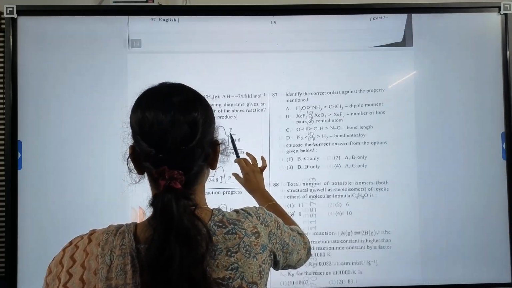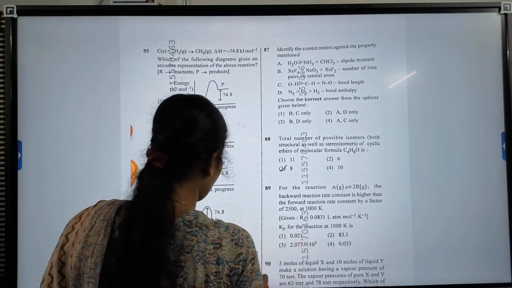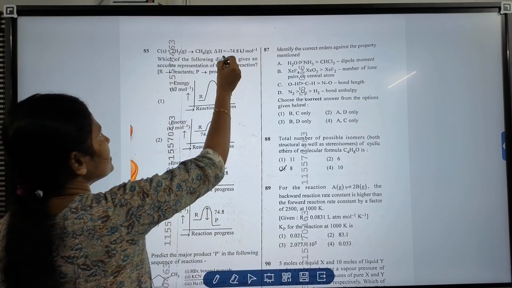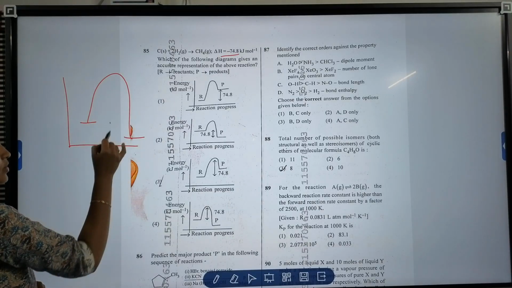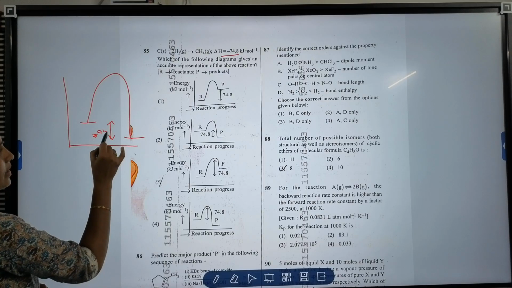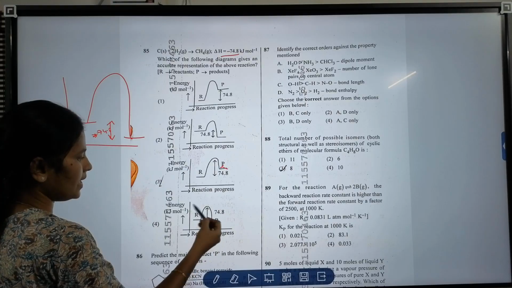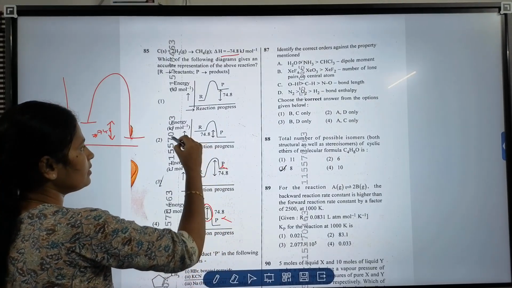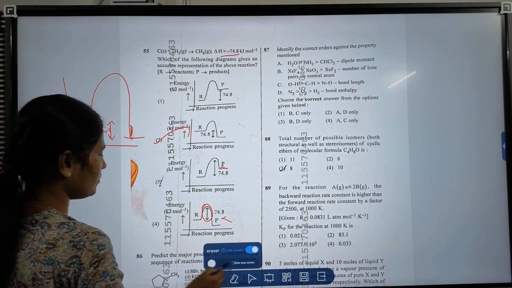85. Look at this question. It's a potential energy versus reaction progress, or reaction coordinate, plot. It's exothermic, so the plot will go from reactant to product. So the enthalpy of the reaction should be 74. It's 74. So which will be correct? This is not correct, it's exothermic. And the activation energy is not right. And here will be the correct answer. Right?